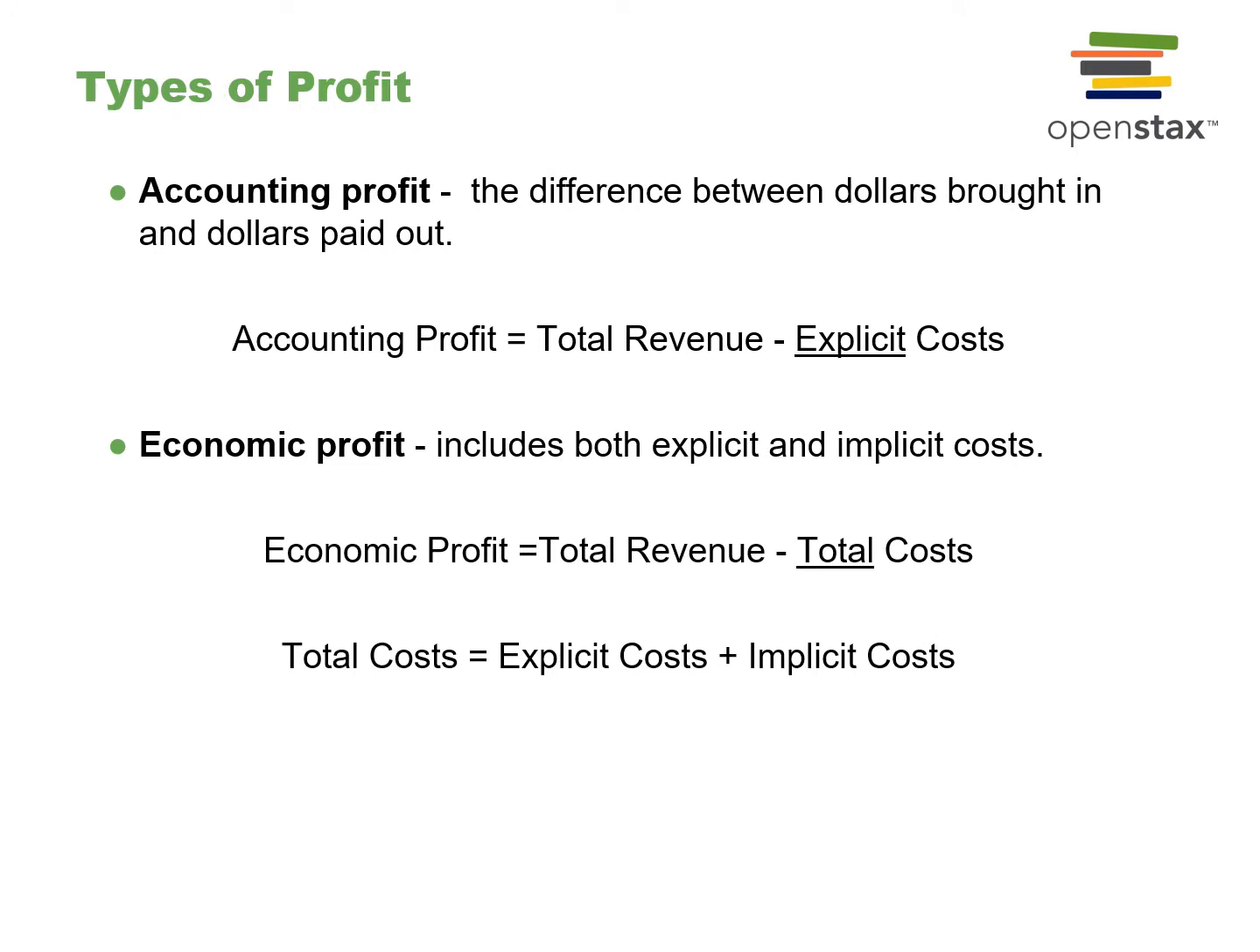Here you'll notice that accounting profit is a little bit different than total profit. We take the total revenue and subtract the explicit cost. Economic profit, however, includes both the explicit and implicit costs. So economic profit is total revenue minus the total cost, and total cost is the summation of explicit and implicit cost.